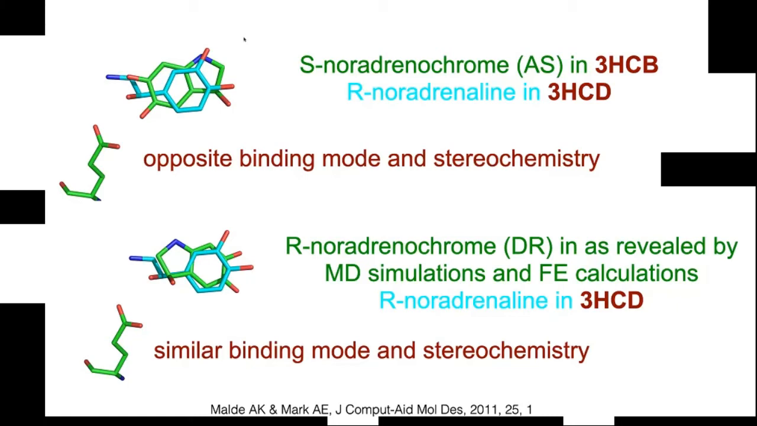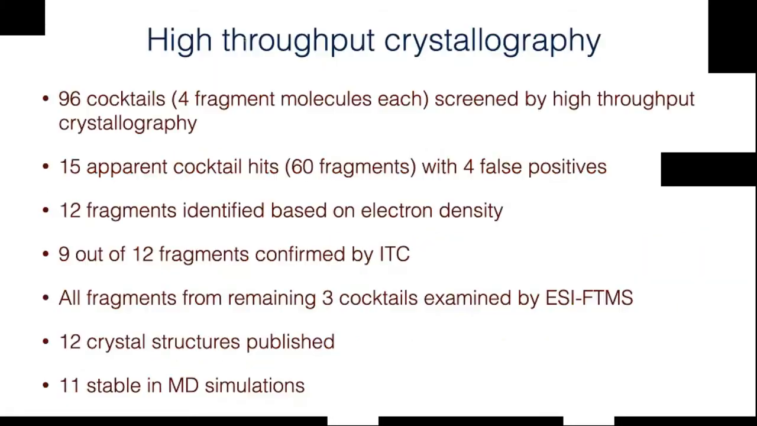So continuing with the PNMT system, another study they had done, actually, they had screened about 96 cocktails of the fragments using high throughput crystallography. Now what they had done, each cocktail contained 4 fragments of small molecules, and they found about 15 hits on those screenings. And they identified 12 fragments based on electron density.